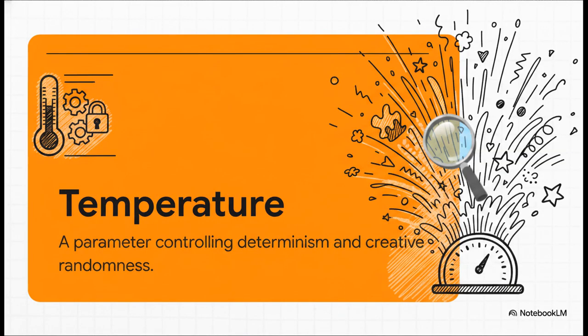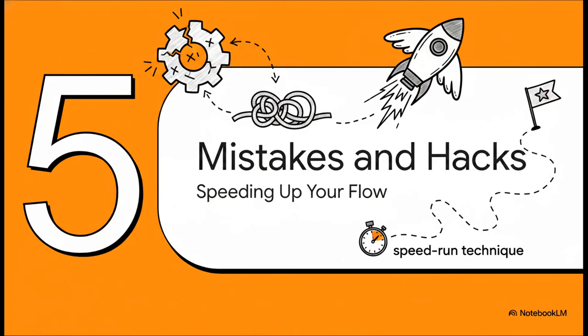Finally, for our advanced techniques, we have temperature. Think of this literally like a dial that controls the model's determinism or its creative randomness. If you are writing strict code or extracting specific formatting, you want a low temperature for consistent, repeatable facts. But if you're brainstorming wild marketing ideas and want varied, interesting phrasing, you crank that temperature high for much more creative, randomized outputs. Wrapping up with part 5, common mistakes and hacks, speeding up your flow.